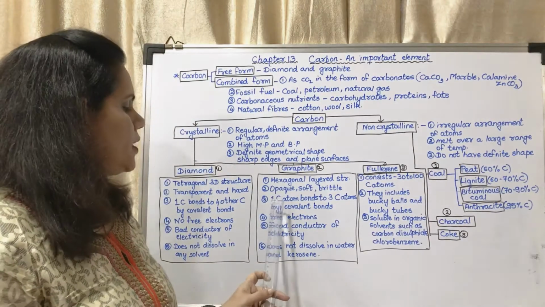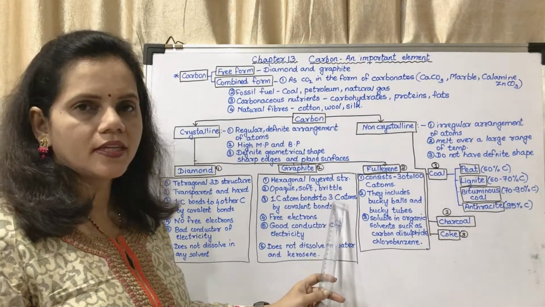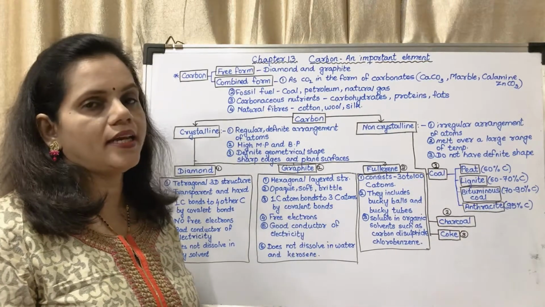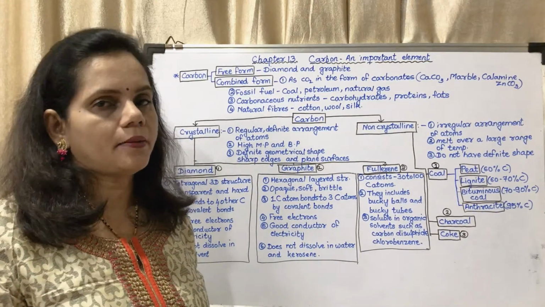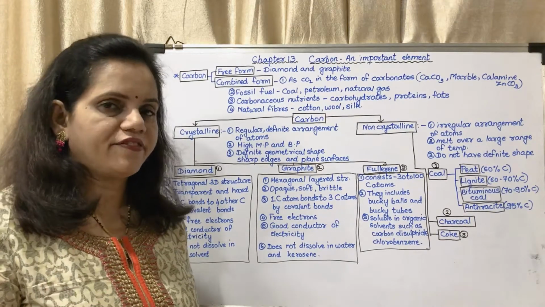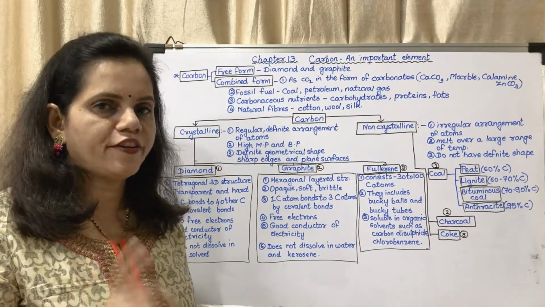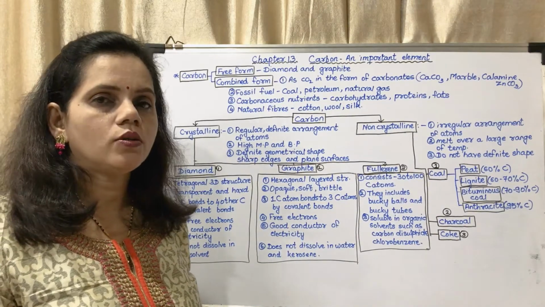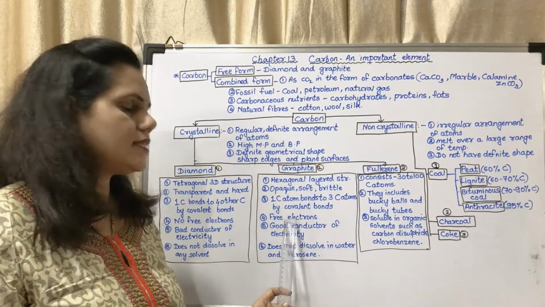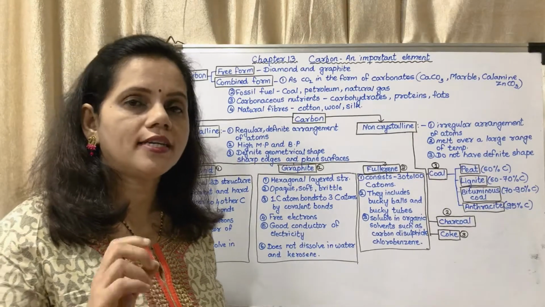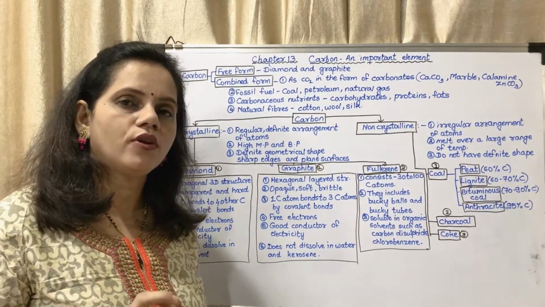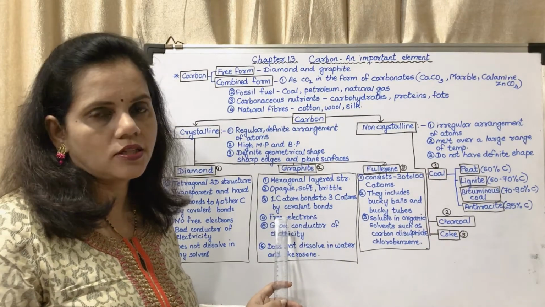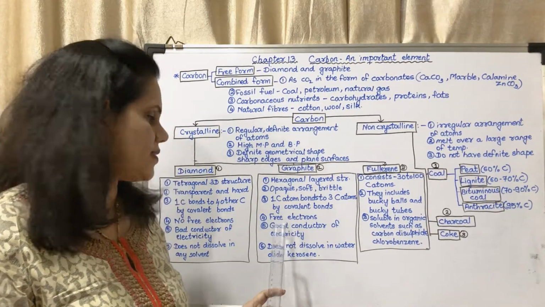Okay, so one carbon atom bonds to 3 carbon atoms by covalent bonds. It has free electrons because every carbon atom is left with 1 electron free. It is a good conductor of electricity. Why is it a good conductor of electricity? Because it has free electrons. What is electricity? Electricity is the flow of electrons. So as it has free electrons, it is a good conductor of electricity.